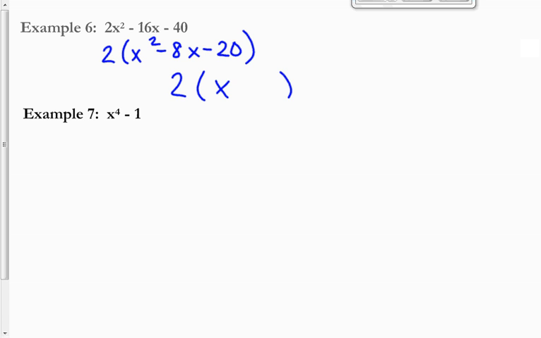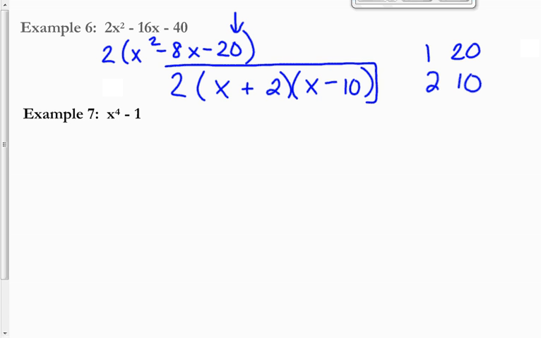If I can find 2 numbers that multiply to 20 and add or subtract to 8. My options are 1 and 20. That won't give me an 8. 2 and 10. That will give me an 8 by subtraction. So I'm going to use 2 and 10. Signs are different. The larger one gets your minus. And that's going to be our final answer.